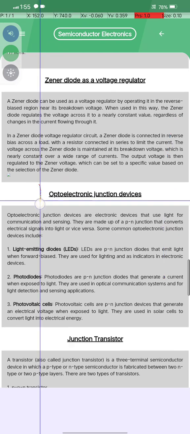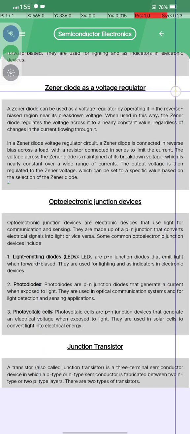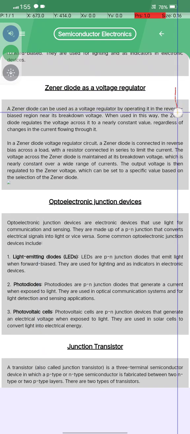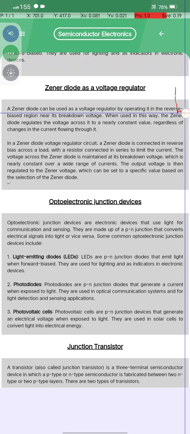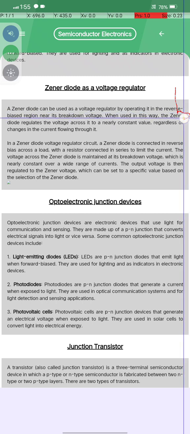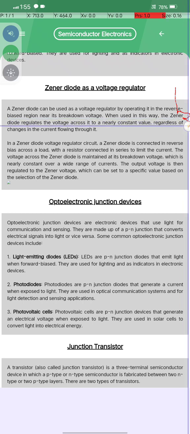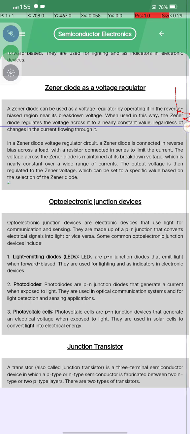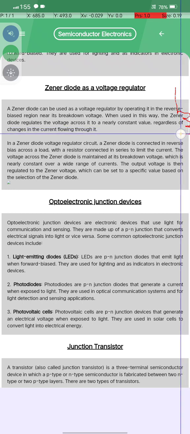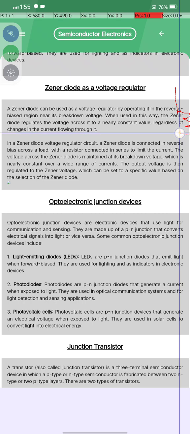Okay, next comes the Zener diode as a voltage regulator. A Zener diode can be used as a voltage regulator by operating in the reverse bias region near its breakdown voltage. When used in this way, the Zener diode regulates the voltage across it to a nearly constant value, regardless of changes in the current flowing through it.